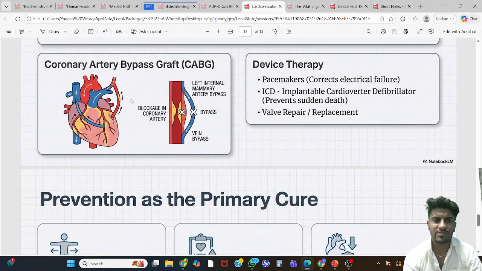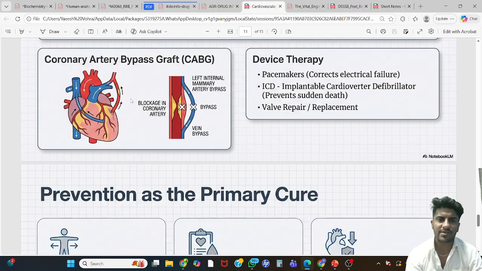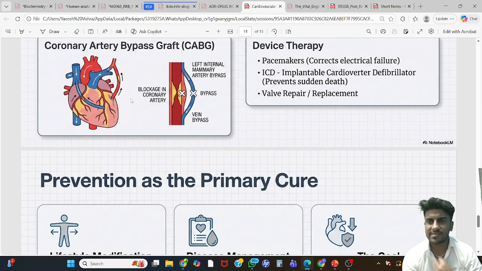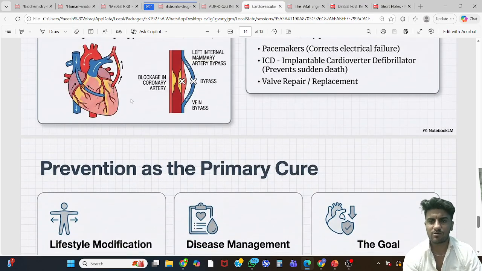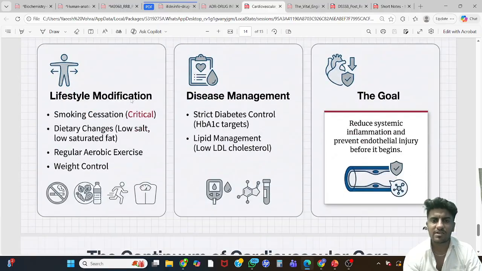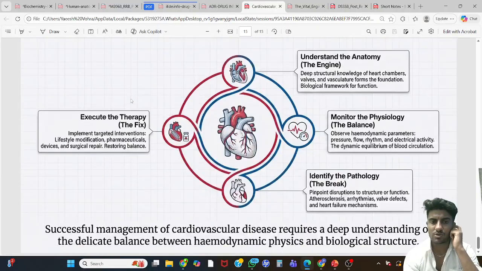Then you also have the CABG, that is coronary artery bypass graft. So that is also one of the very, very important grafts that is involved. And device therapy like the pacemakers, which correct the electrical failure. All right, you also have ICDs, like the implantable cardioverter defibrillators. Defibrillators are very, very commonly used for the management of arrhythmia.